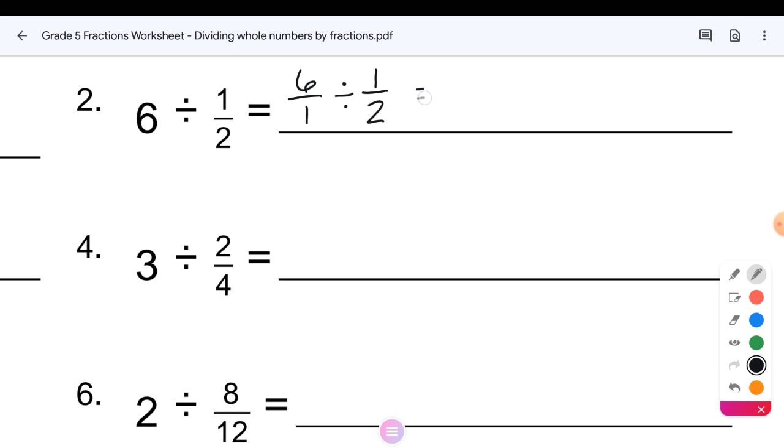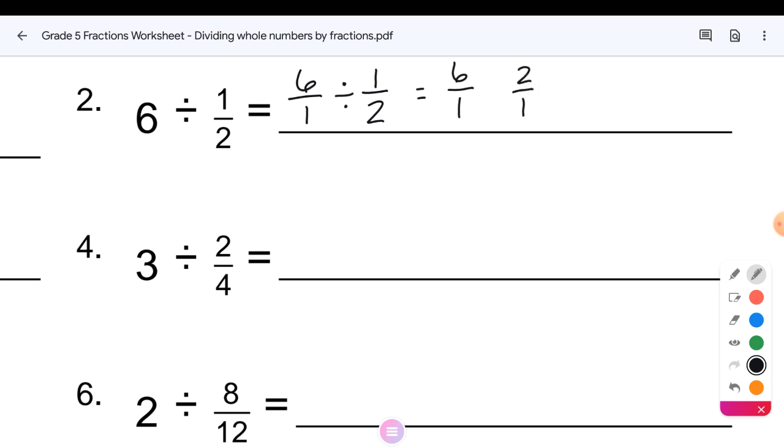Keep the first. So I'm just going to work across because that's where our lines are. Keep the first. What does the F stand for, Bryson? Keep flip. What do I have to flip? The 1/2. The 1/2, what's it going to become? 2 over 1.